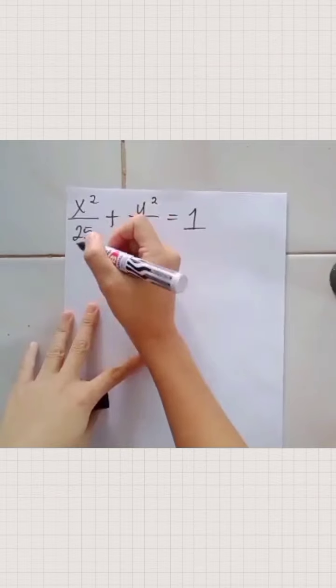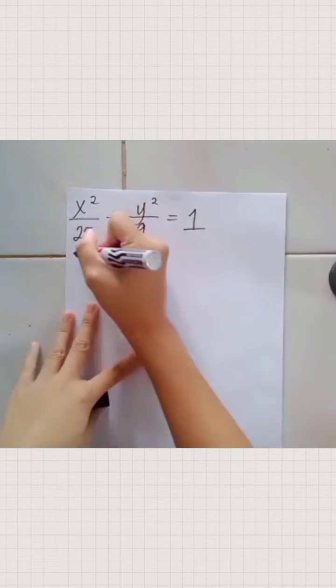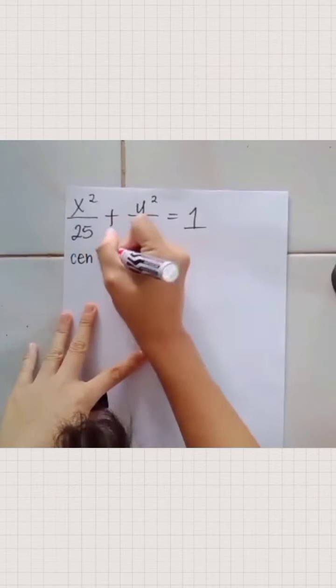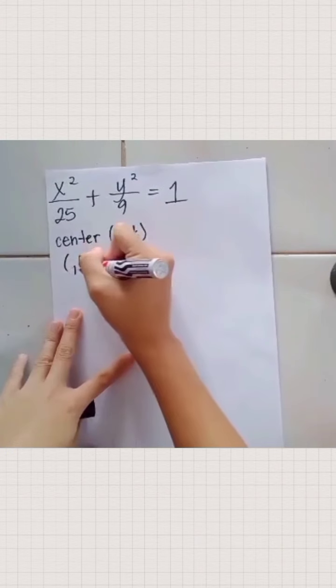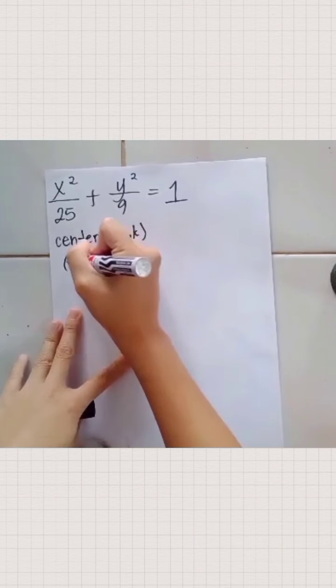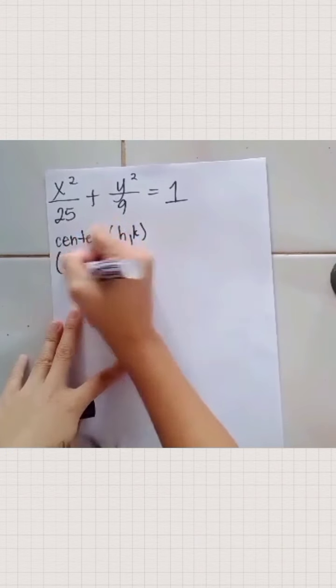So, let's first find the center. Center, which is HK. So, what is our HK? Yes, it's 0, 0.